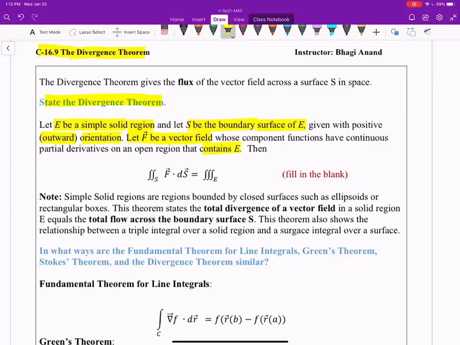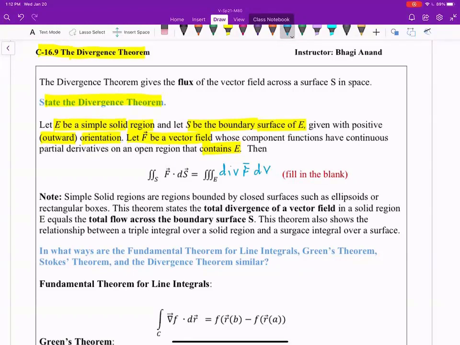Then the double integral over S of F dot dS, which is nothing but the surface integral or the flux integral, is the triple integral over E of div F dV.